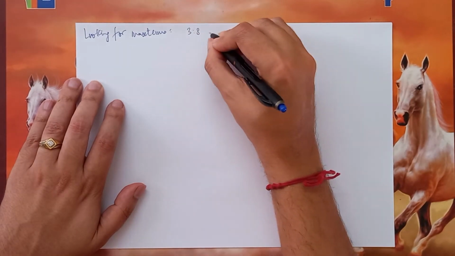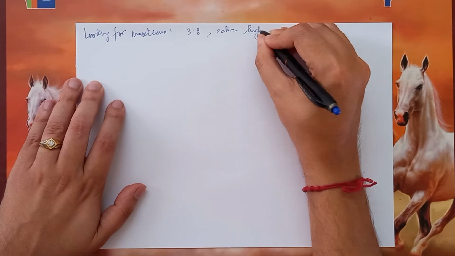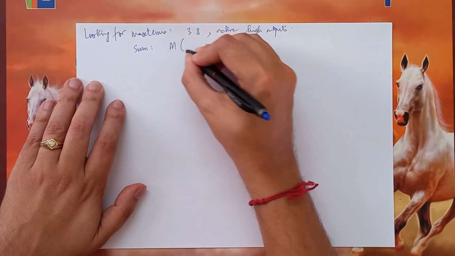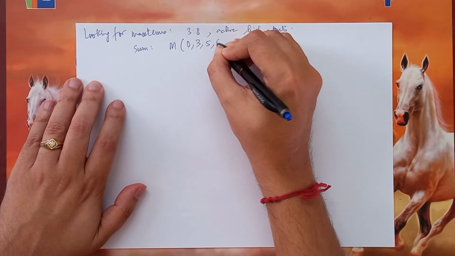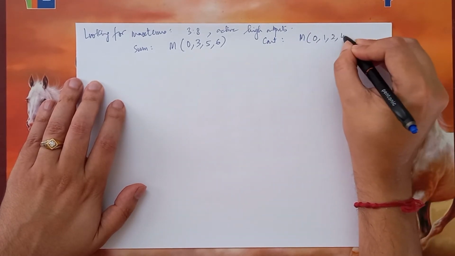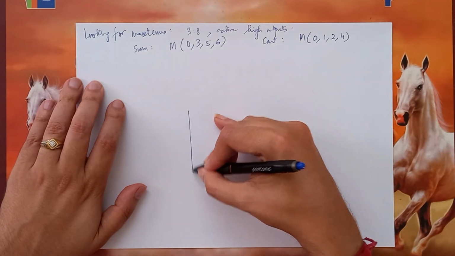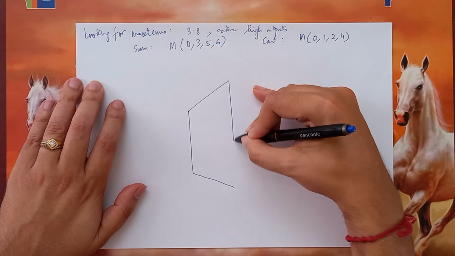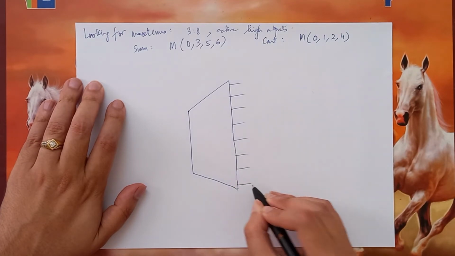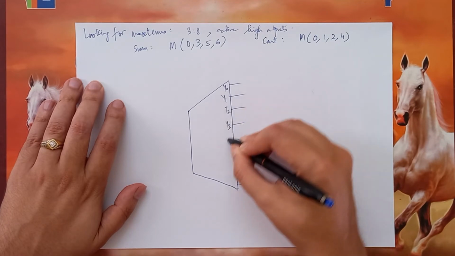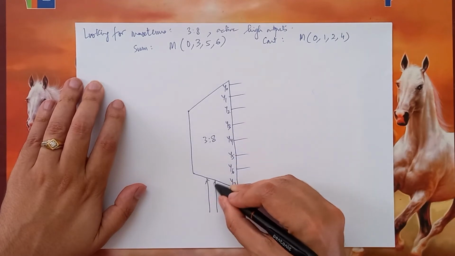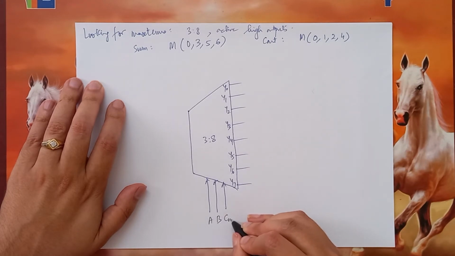But 3:8 decoder with active high outputs. So for sum, the max terms are 0, 3, 5 and 6. And for carry out, the max terms are 0, 1, 2 and 4. Now we have this decoder with active high outputs Y0, Y1, Y2, Y3, Y4, Y5, Y6 and Y7. Inputs are obviously the same. Select inputs A, B and C in.